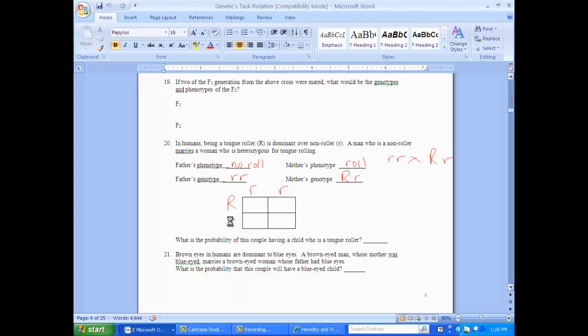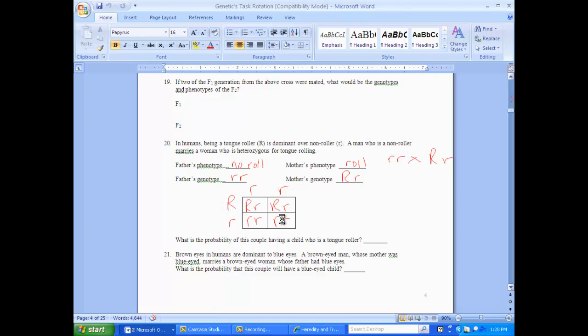So now we can just do the cross. If this sperm cell fertilizes this egg cell, it's going to be heterozygous. That child will be able to roll their tongue. If this sperm cell fertilizes this egg cell, the child will be heterozygous, will be able to roll their tongue. And then finally down here, if the recessive alleles meet, if dad and mom both pass on recessive, non-tongue rolling. So there's a 50-50 chance of the child being born can roll their tongue.